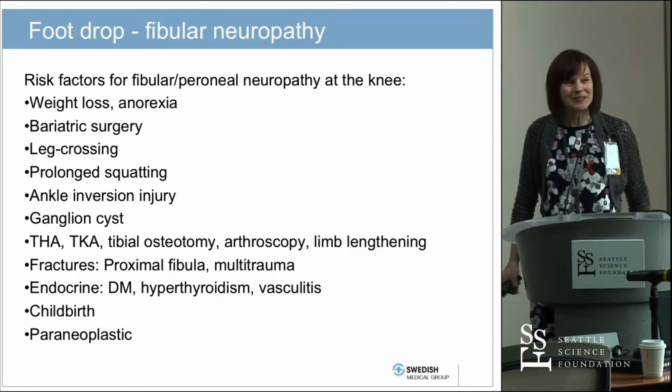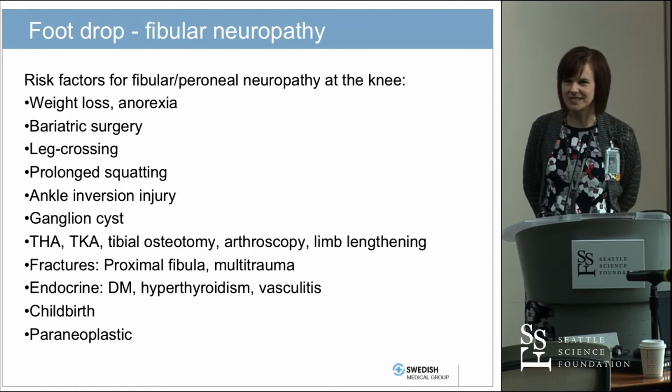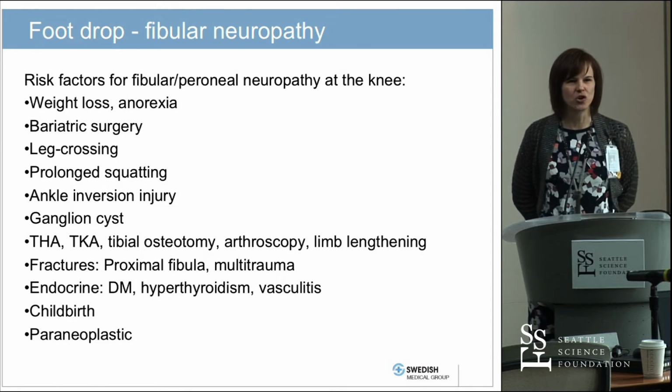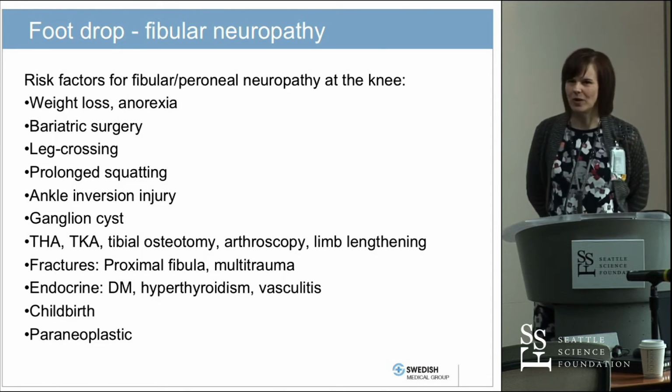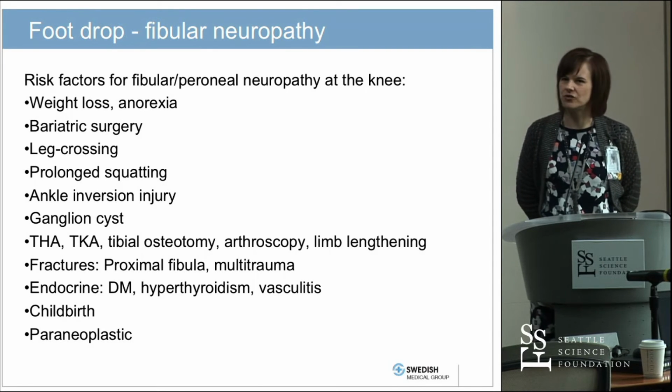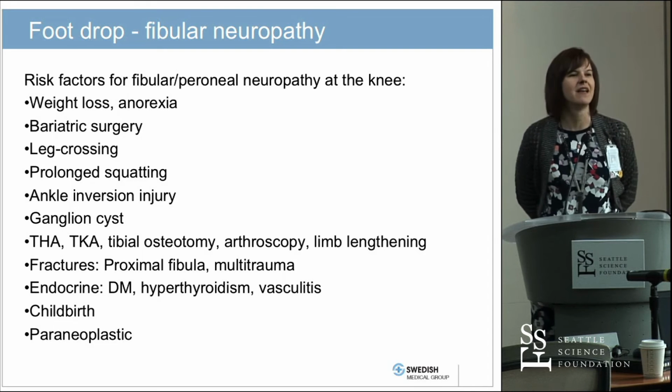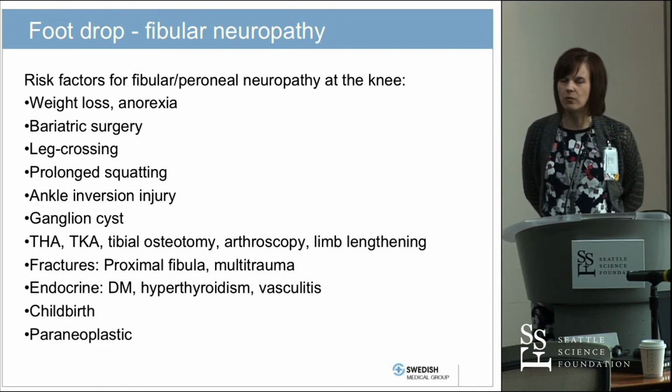So risk factors. Weight loss and anorexia is a risk factor for fibular neuropathy. Fat is good when it surrounds your nerves. So when you lose fat, you don't lose fat in discrete areas, you lose it everywhere. And it's funny how many patients come in with ulnar neuropathies and fibular neuropathies after sudden weight loss.